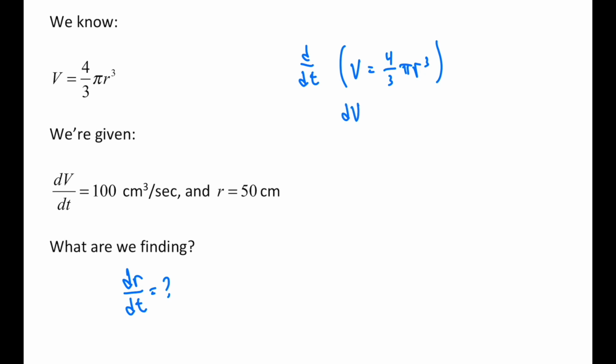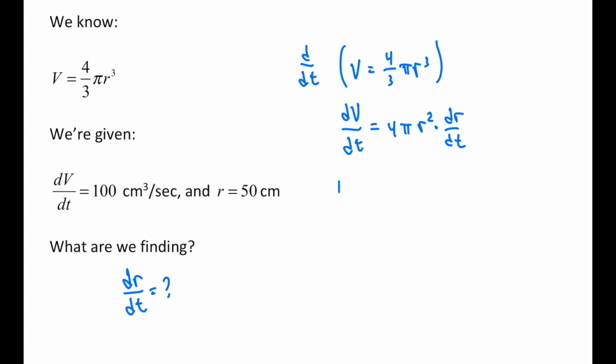That's going to give me dV/dt, the rate of change of this statement with respect to time, the rate of change of volume with respect to time. Here, I'm going to use the power rule. Remember that 4/3 is a constant, pi is a constant, r is some function of time. So power rule, I'm going to multiply. I'm going to get 4 pi r squared, but because r, the radius, is a function of time, that's going to be dr/dt, which is what we're trying to find.